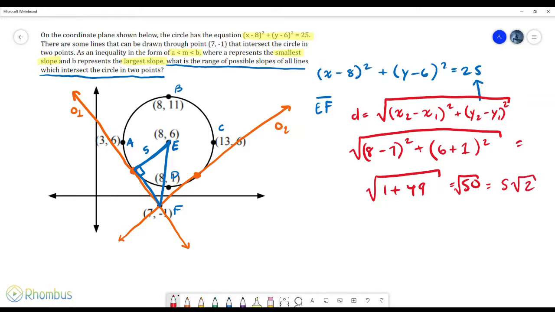So that's the value of segment EF. Now, if we look at this triangle, we have two lengths already. We know that one of the legs is 5, and we know that the hypotenuse, or the longest leg, is 5 square root 2. This is a 90, 45, 45 triangle. So if we know that those two legs are 5 and 5 square root 2, we know that the other leg is also 5. So we just found out the side lengths of our first triangle.